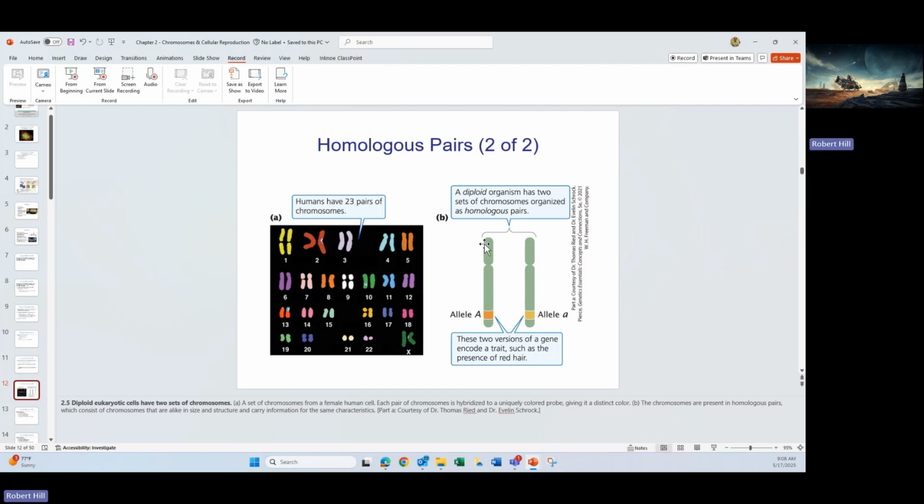Like, let's blow this up. Here are two homologs here. Here is the gene for eye color. Here's the gene for hair color, and so on.